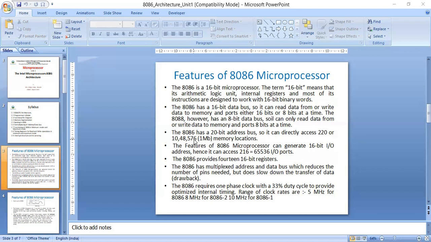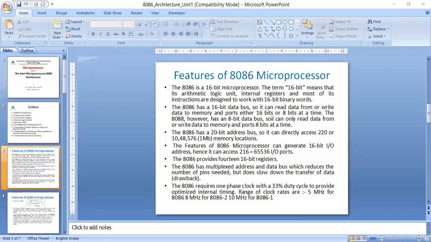8086 has a single phase clock with 33% duty cycle to provide optimized internal timing, and the clock operates in the range of 5 megahertz to 10 megahertz. So 5 megahertz operating frequency for 8086, 8 megahertz for the 8086 second version, and 10 megahertz for the first version. So the total operating frequency range is 5 to 10 megahertz. So these are the clock cycle periods of the 8086.